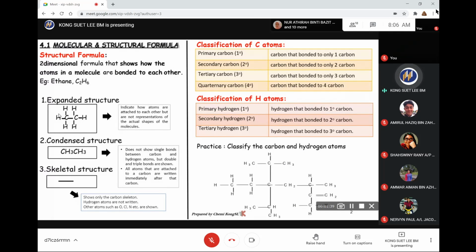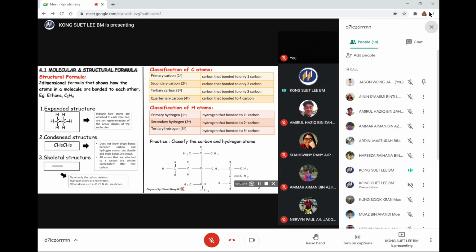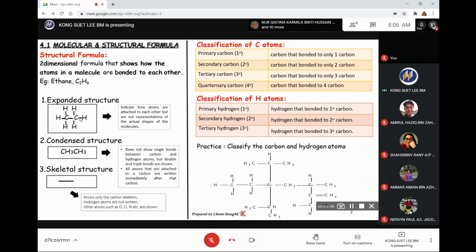First of all, you must always remember, carbon must have 4 bonds. Every time you draw carbon, make sure there are 4 bonds for carbon, 1 bond for hydrogen, 2 bonds for oxygen, and 3 bonds for nitrogen. This is the basic concept. Expanded structure indicates how atoms are attached to each other but does not represent the actual shape of the molecule, just the bonding, not the original shape.